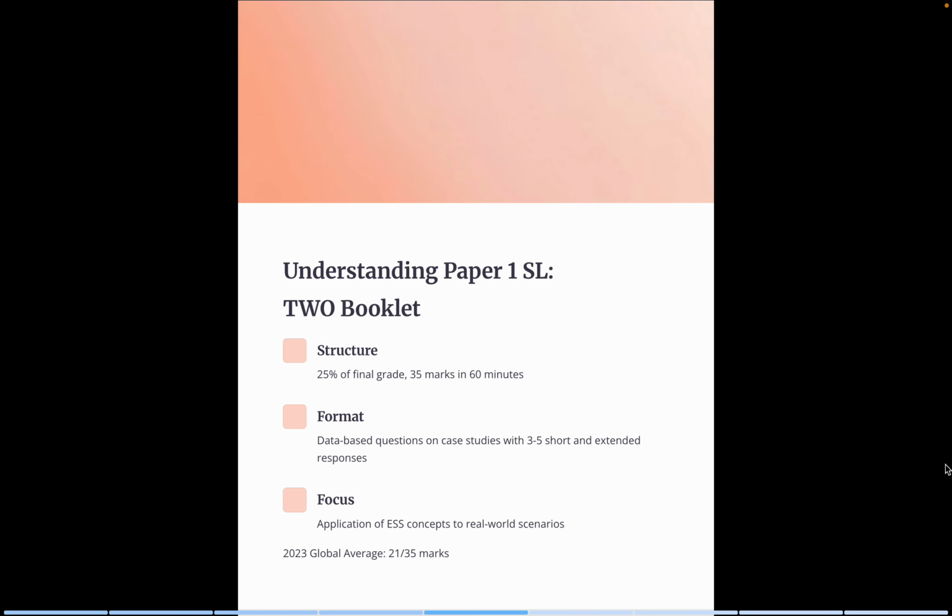Paper 1 SL will also have the same thing. The difference lies in the weightage and marks. Paper 1 SL will have 25% of the final grade. It's going to be for 35 marks and needs to be completed in 1 hour, that is 60 minutes. Again, the paper format and style are going to remain the same. The same case study is used, but in HL there will be more detailed case studies compared to SL. Again, the focus is completely on real world scenarios and ESS concepts.